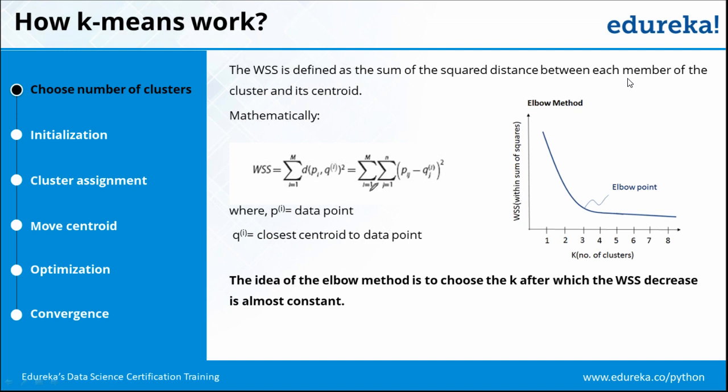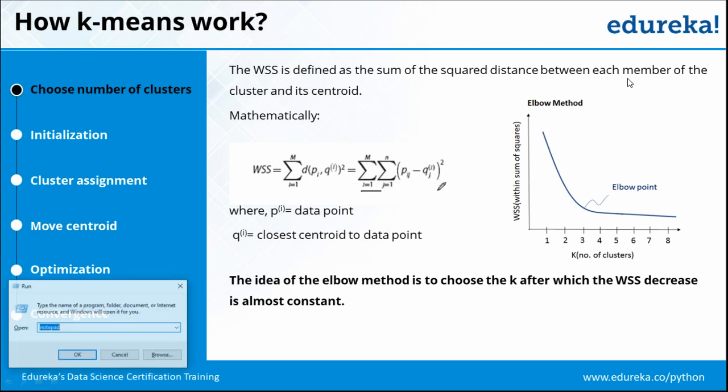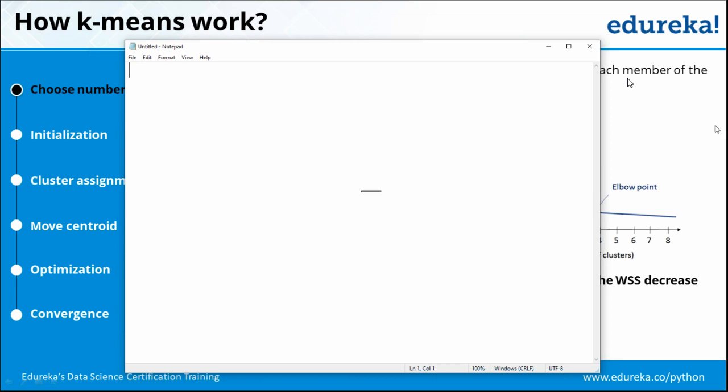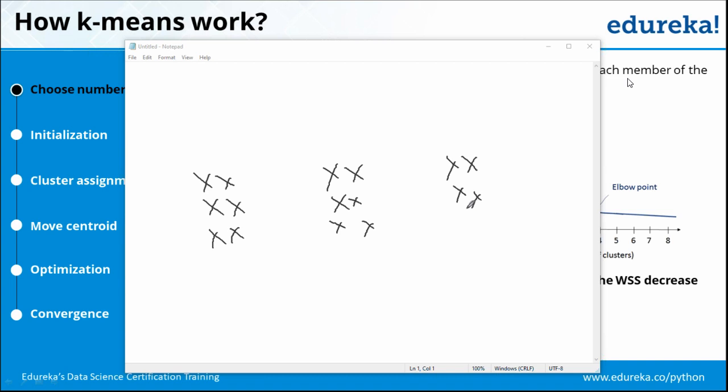This WSS is calculated according to this formula. But rather than taking you to the formula, let me open the notebook and notepad, and here we can take this case. Let's say this is my data set. If I ask you how many clusters there are by looking at this, you can tell pretty easily that the k value should be 3 in this case. We can see there are only 3 clusters here.